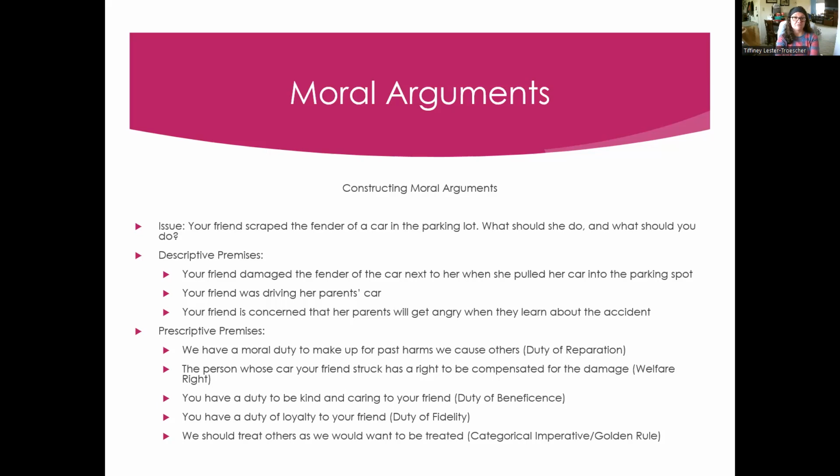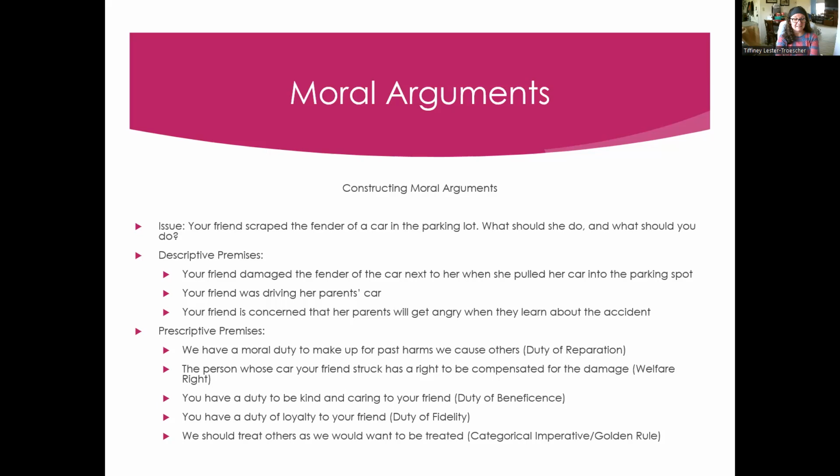Now, our prescriptive premises. What should be done? What ought to be done? We have a moral duty to make up for past harms that we cause others. That's the duty of reparation. Remember, part of the categorical imperative and the 7 prima facie duties. Okay. So we're supposed to do that. We ought to do that. That's a prescriptive premise. The person whose car your friend struck has a right to be compensated for the damage. That's a welfare right, right? That's something that ought to be done.